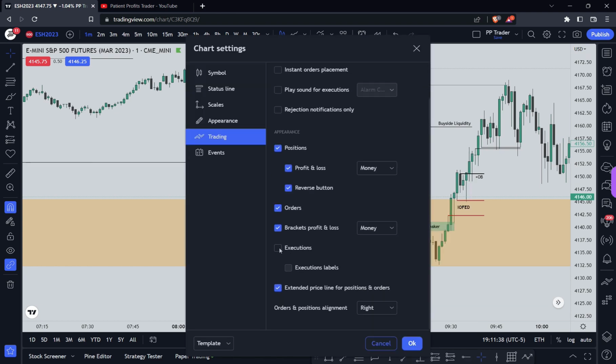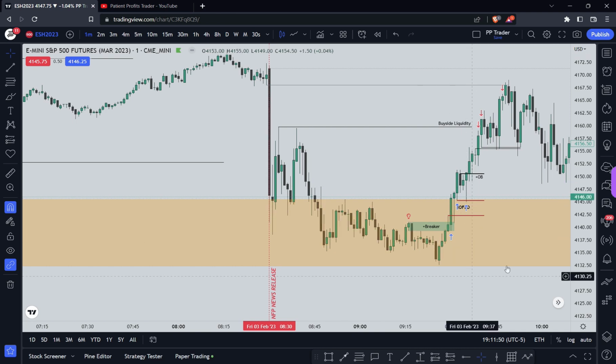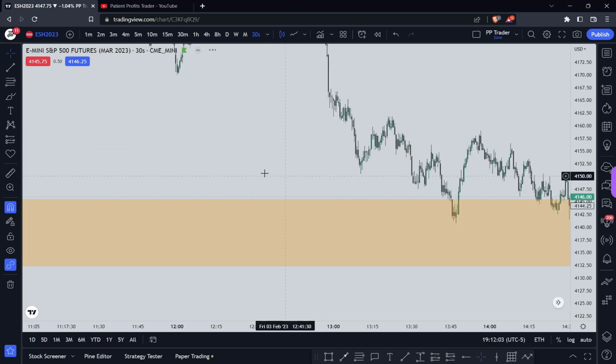Now, to show you those executions, I'm going to right click on the chart, go to settings, go to executions, and you can see I toggle the executions on. You can see them appearing here. Toggle them off. They go. Toggle it on. Click OK. So those are my entries, right? So I'm going to show you the first one. The first one was here. 30-second chart.